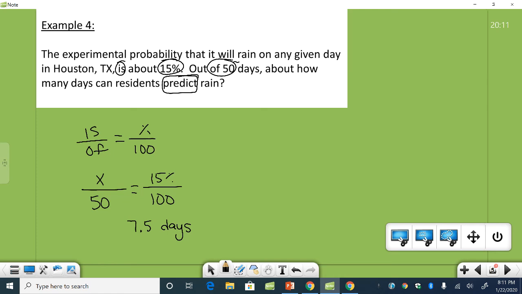Well, I know that we can have half a day, but typically what they do on the weather is they do it in actual days that happen. So they do it in full days. So we would round this to 8 days.